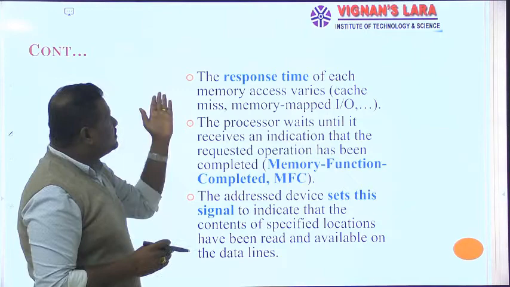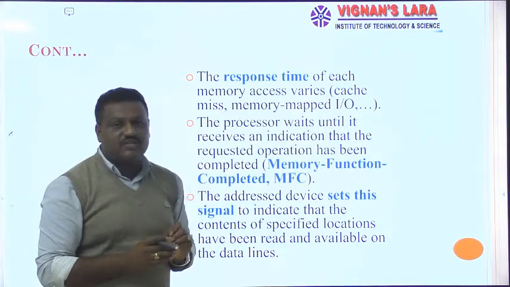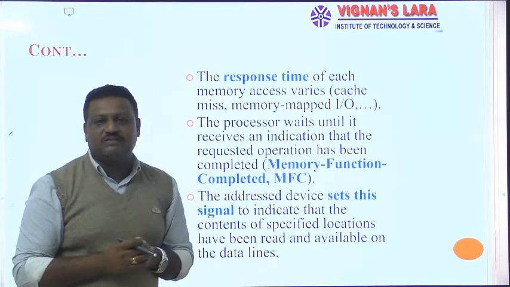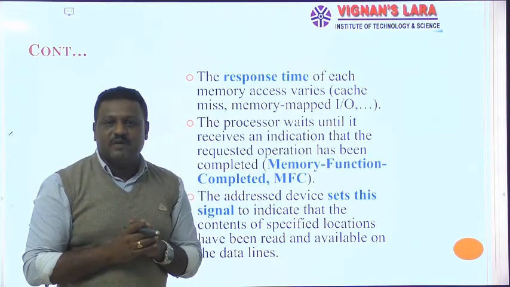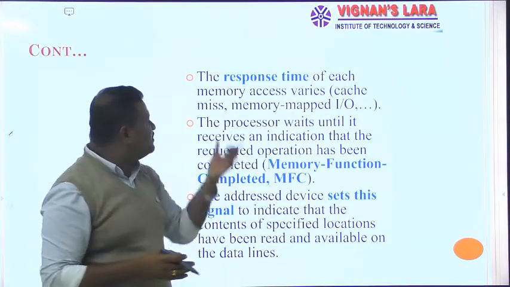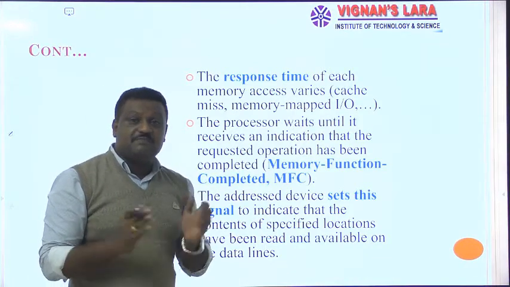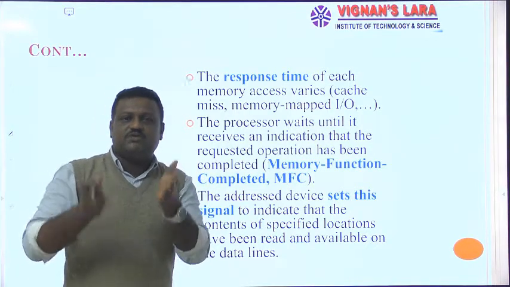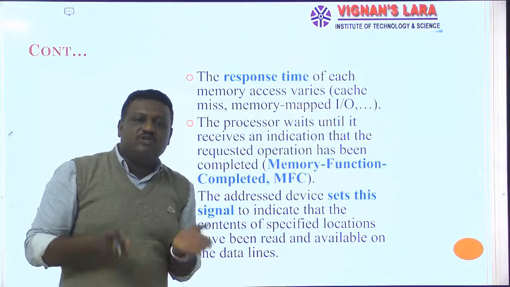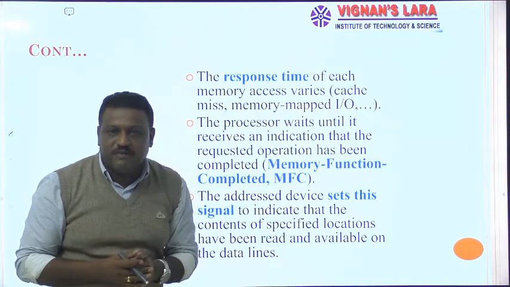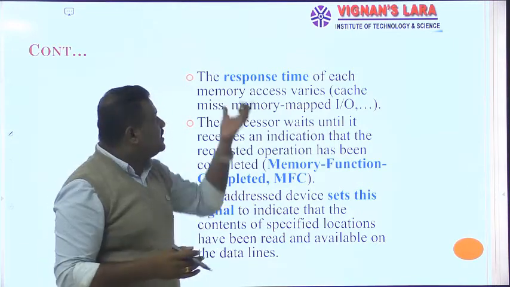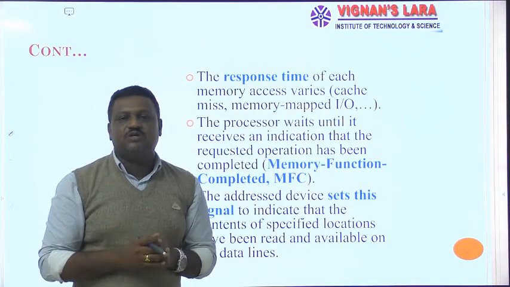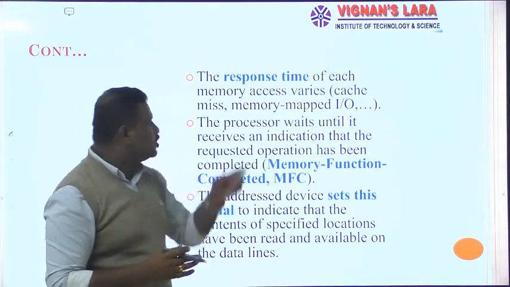Right. Here the response time of each memory access varies. If I want to access information from any memory location, the access times are different. Why? Because sometimes you are accessing your information from cache memory. Sometimes you are receiving information from main memory once a cache miss exists. In that case, which addressing mechanism is our CPU using? It may use memory mapped IO or it may use IO mapped IO. Based on all these things, the response time to access information from a memory location varies. That is, it depends on where we are accessing our data. So that is the meaning of that.